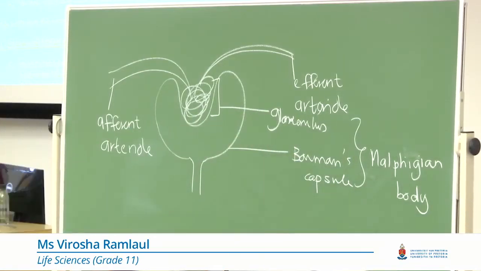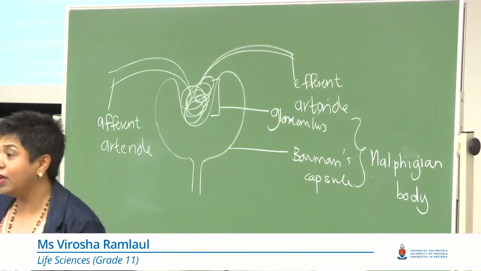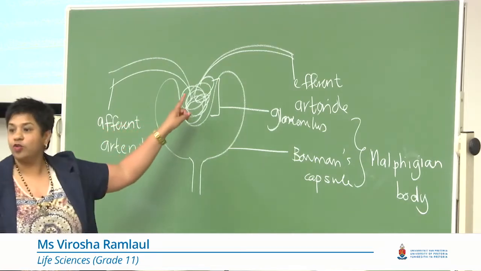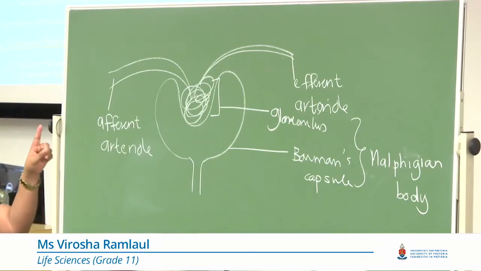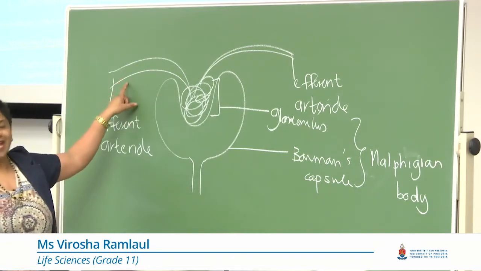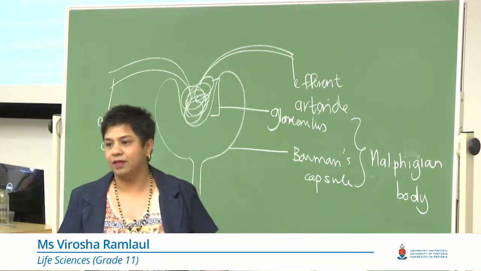I told you yesterday, anything that's stacked or coiled or folded in life science, the function is for increasing surface area. What is the function of the Malpighian body, of the glomerulus? Filtration. The glomerulus is coiled to increase surface area, so more substances are filtered. Increase surface area for filtration. You can shorten it.